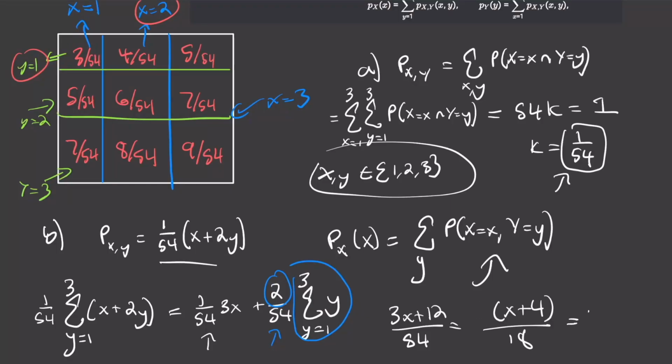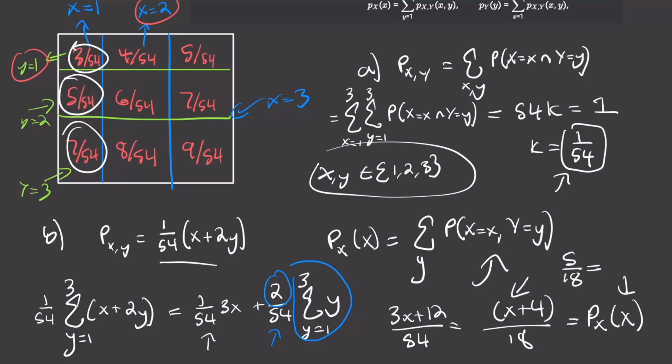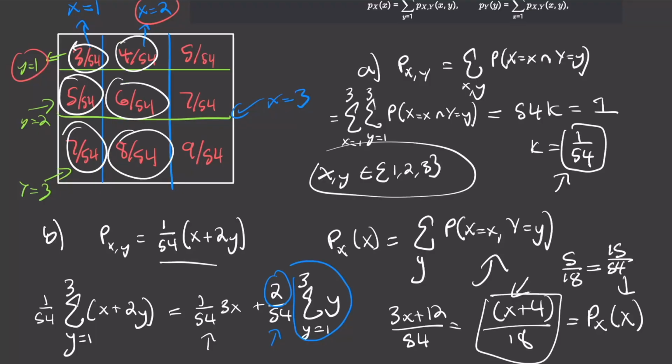Now this is just the function for our marginal distribution for x, and we can check it, right? If x is equal to 1, then we would expect it to be the sum of these. So 3 plus 5 plus 7, that's going to be 15 out of 54. And when we plug in 1 here, we get 5 out of 18. And if we multiply that by 3, then yes, we do indeed get 15 out of 54. Now the probability that x equals 2, we would expect it to be the sum of these three right here, which is 18 out of 54. And when we plug in 2 here, we get 6 out of 18. You multiply the bottom and the top by 3, and then you get, again, 18 out of 54.